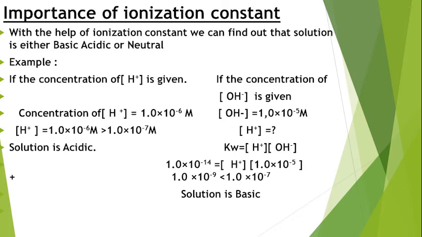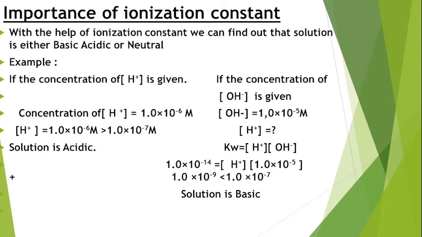and there is no need to put in the formula, as I write in the first case. In this case, the concentration of H⁺ ion equals 1 × 10⁻⁶ molar, which is greater than 1.0 × 10⁻⁷ molar. So we can say the solution is acidic.